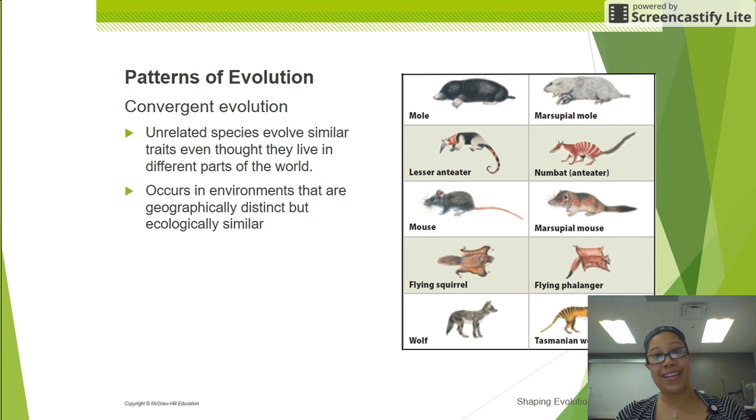Okay, convergent evolution. This is where you have two unrelated species that are going to have similar traits. They're going to evolve these similar traits because they have similar selective pressures. If you look at the flying squirrels and this phalanger, they both developed the gliding wings because they had selective pressure for that, but they don't have relation between each other.